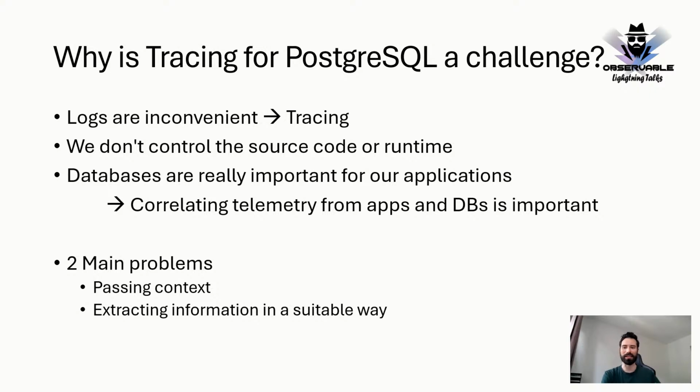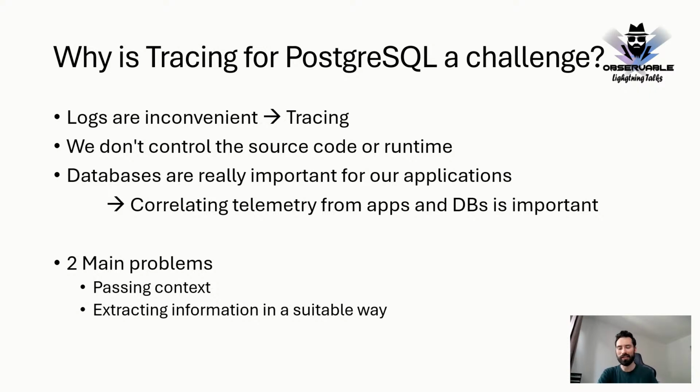That's why I want to correlate telemetry from the applications with the telemetry that we have from the databases. So there are two main challenges when trying to extend tracing to PostgreSQL. First of all, we want to pass context. We have to pass over the trace parent information to the database so that we can then generate trace spans that are correlatable with the trace spans from the application.